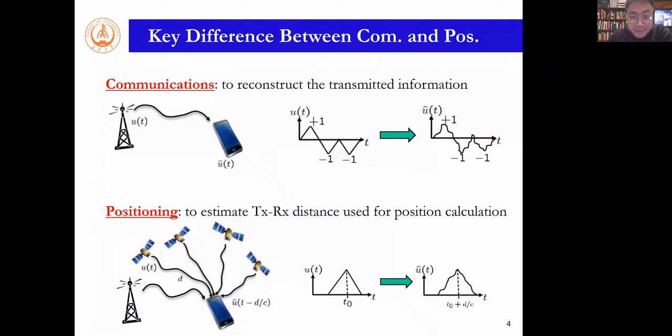All the algorithms like equalization and channel estimation are designed to overcome the problems that occur during the transmission. As for positioning, the key point is to estimate the distance between the transmitter and the receiver, which is used for positioning later, because we want to solve for the coordinates. This is what we normally do: we take the distances between transmitter and receiver and solve the so-called navigation equations. As you can see in the figure below, it is more clear that we are not interested in transmitting data, but we want to extract the distance between the transmitter and the receiver based on the received signal. So that is totally different from communications.